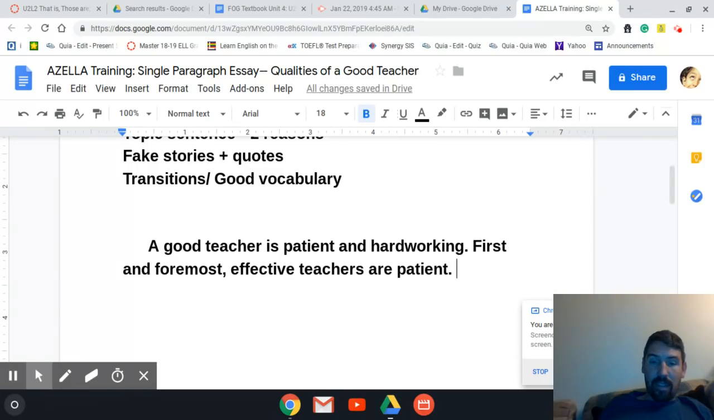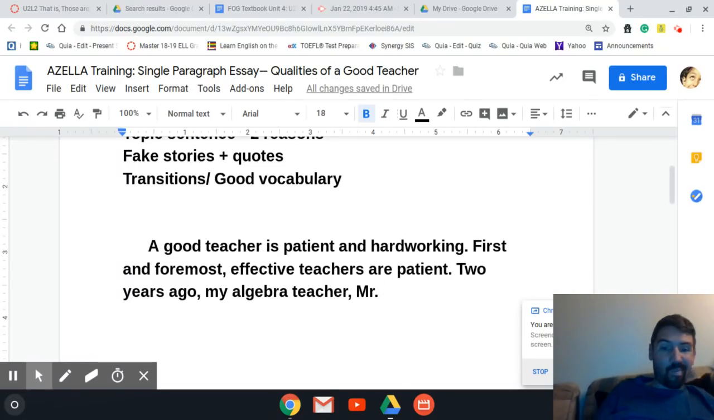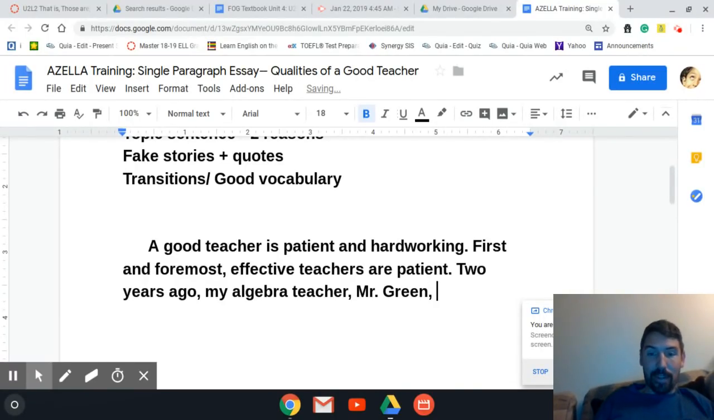All right. So then I can go into my story. So, two years ago, totally making this up, I had what kind of teacher? Math teacher. How about an algebra teacher? Now let's throw in a positive. Who was my algebra teacher? Mr. Green, because that's my favorite color. My algebra teacher, Mr. Green, was very patient with me.